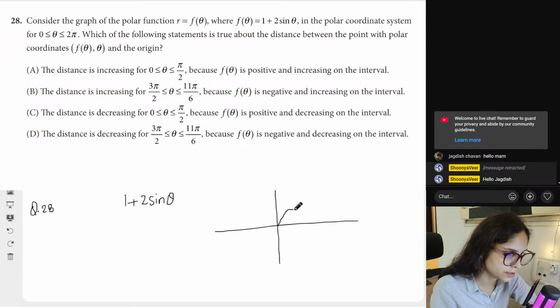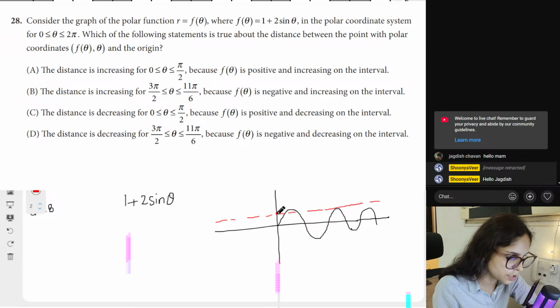So this is your sine graph. I can change the colors from here. You're multiplying by 2 and adding 1 to it. So you're starting from 1, this will become 3, because you're going 2 up.